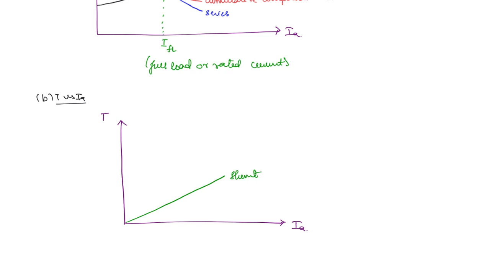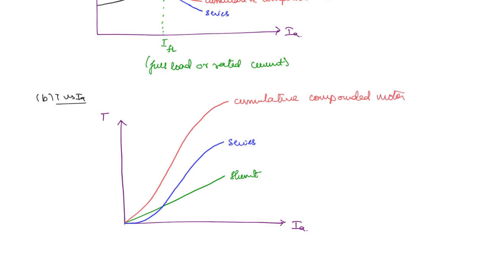The series motor is torque is proportional to I square. So it will start like this. Initially it will be smaller than shunt and then it will rise rapidly. Okay. So this is the series motor. And finally the cumulative compound motor. So this is going to be higher than both at any given point of time. Okay. Because it is having both the shunt winding and the series winding. So this is cumulative compound motor.